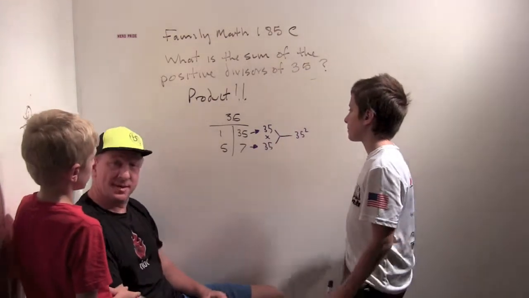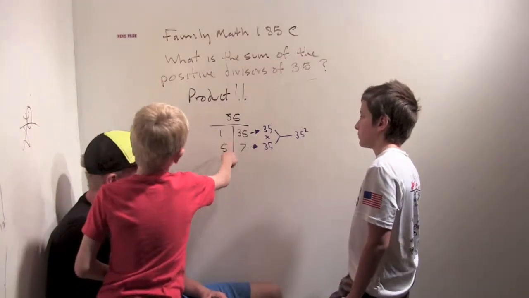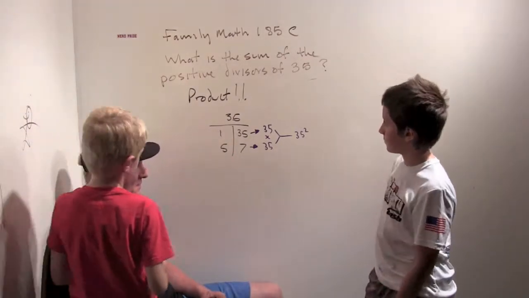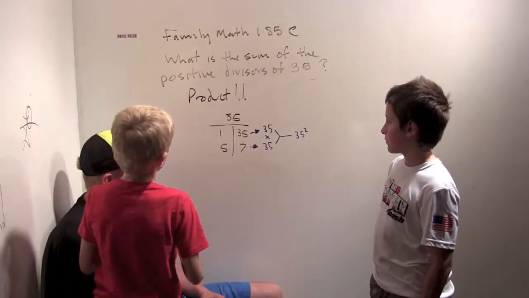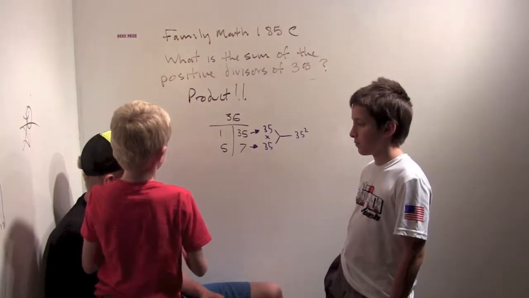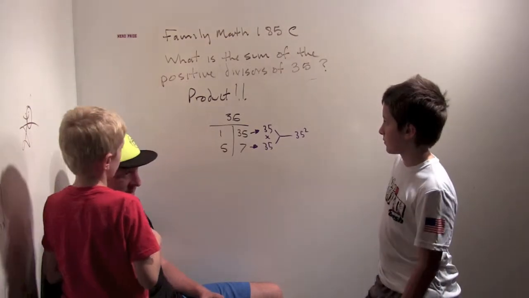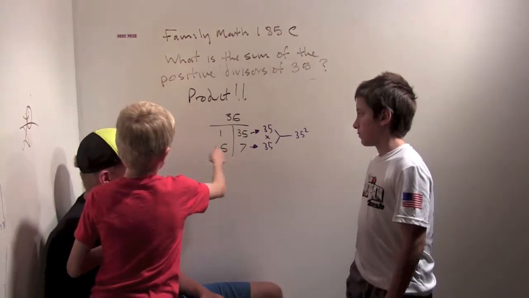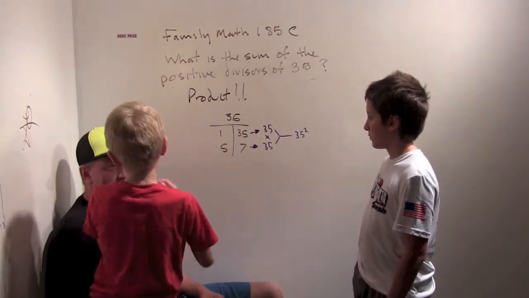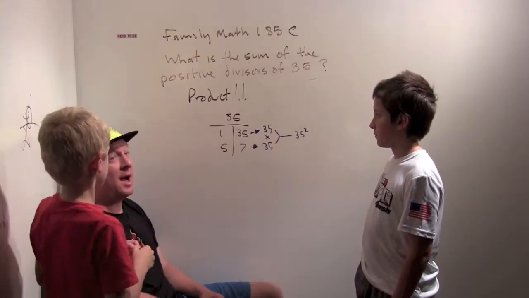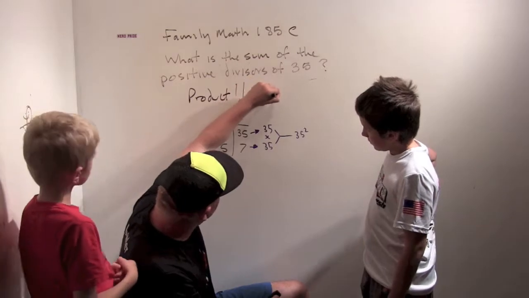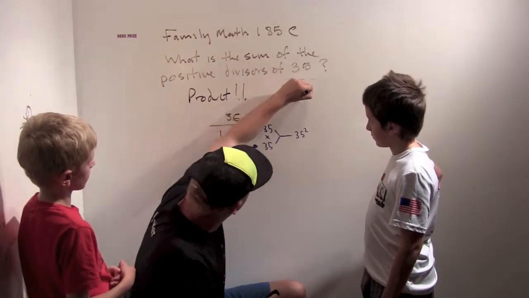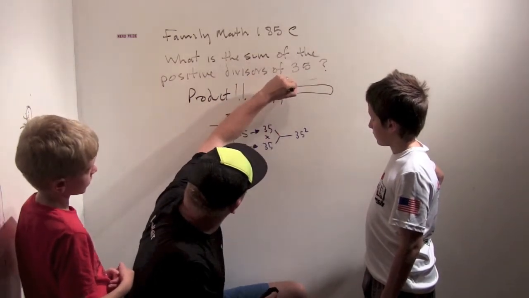Okay, what do you see? Every row of divisors is going to multiply to be 35. So the formula is going to be n to the power of the number of rows. Ah, very interesting. So whatever our number is, n to the power of the number of rows.